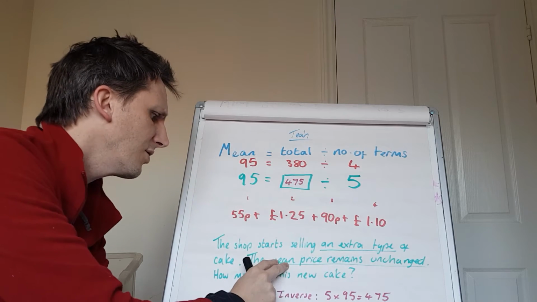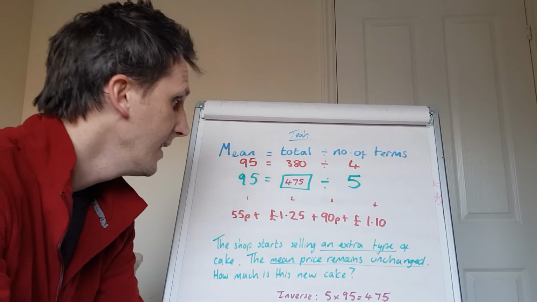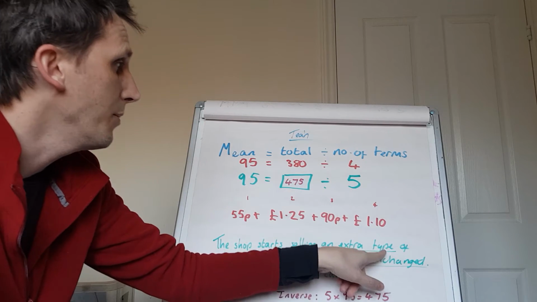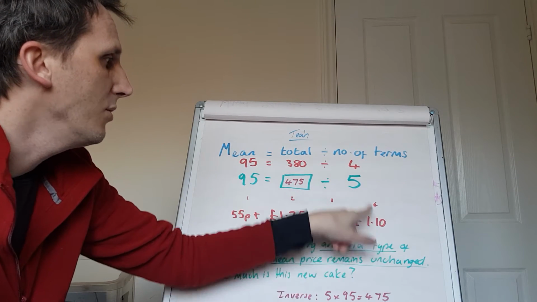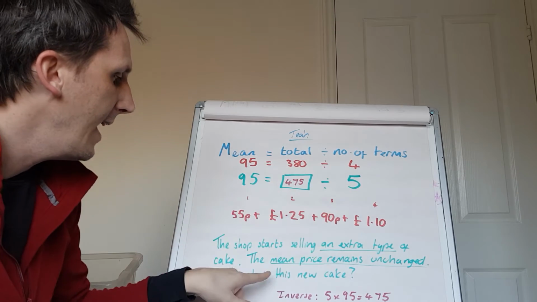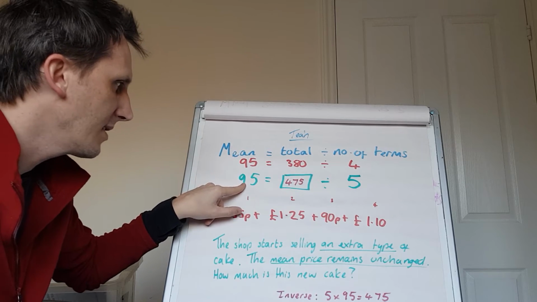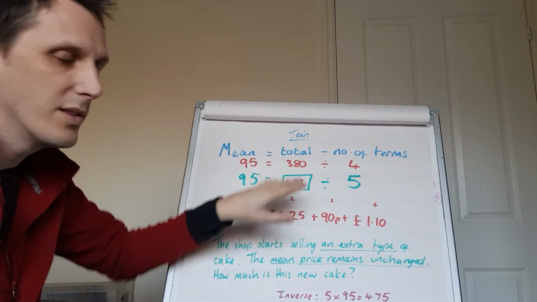Now on this question, we can see it's given you a little bit of information already. It says there is an extra type. So there's an extra type of cake, so we know that that needs to be 5, because there are now going to be 5 numbers. And it says the mean price remains unchanged, so we know that stays as 95. So we just have to find the missing number now.